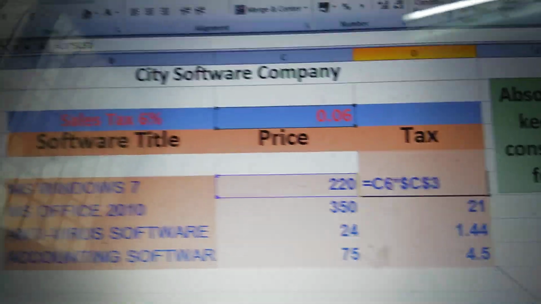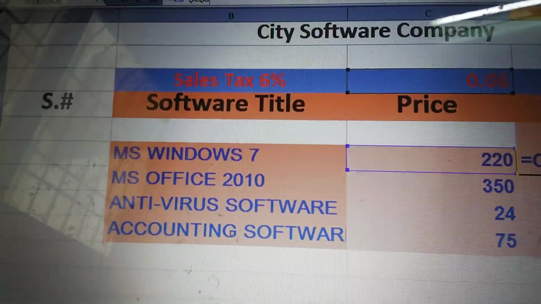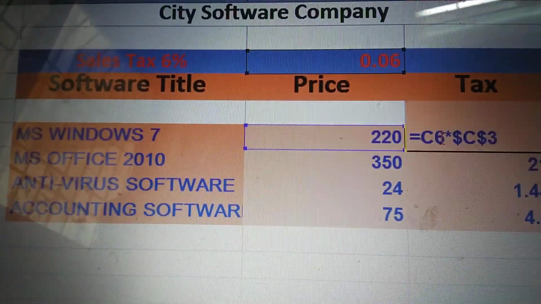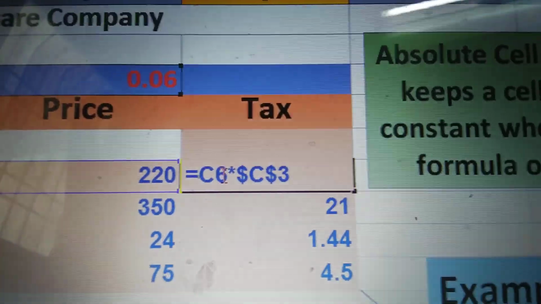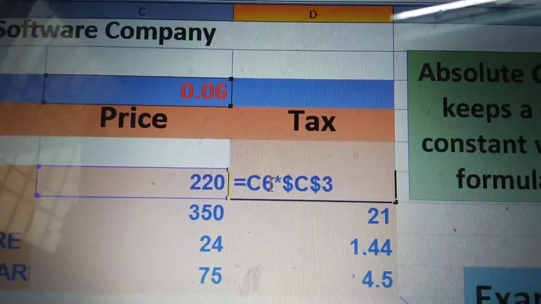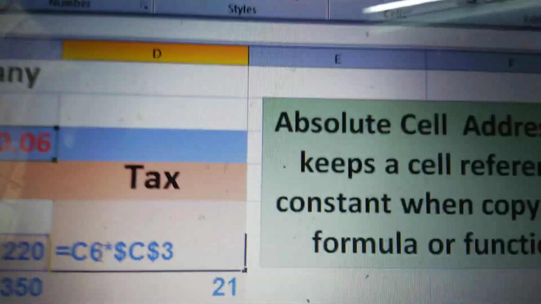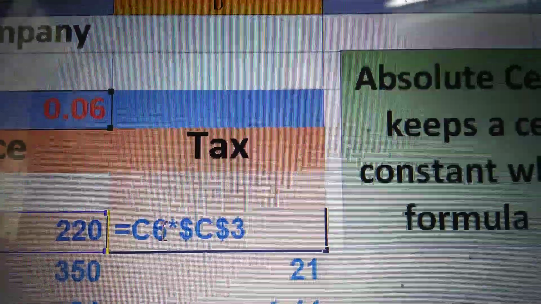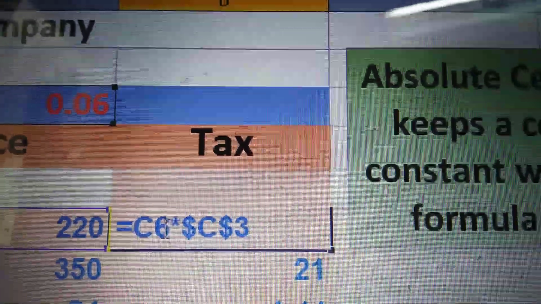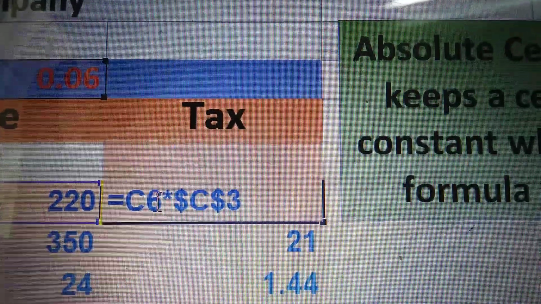C6 consists of the MS Windows software title. Its price is 220 and the row is 6, and as the column is C, so we have taken C6, and the cell where the tax will appear is D6. So the formula generated is C6 asterisk $C$3.